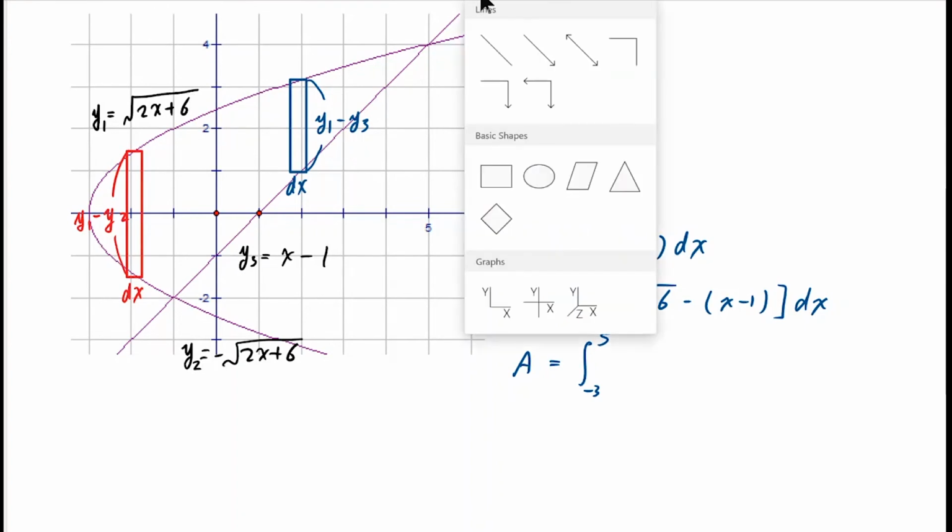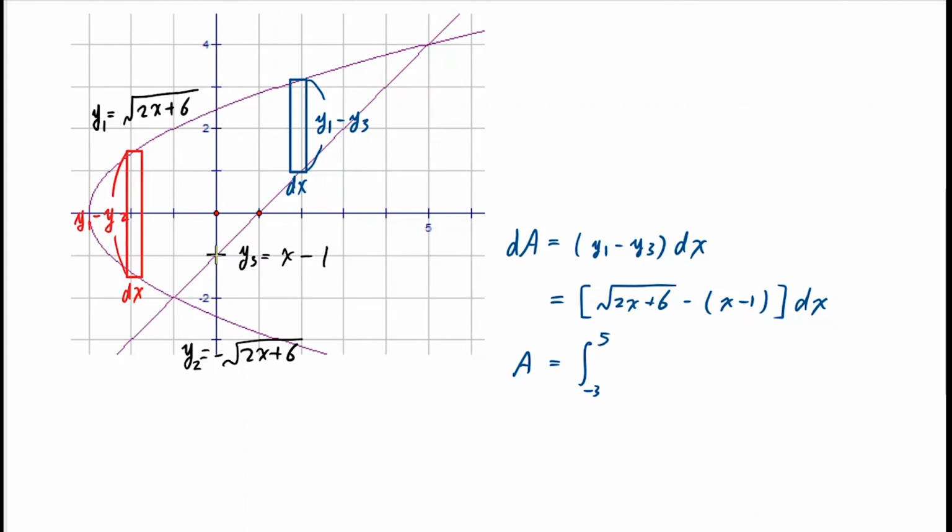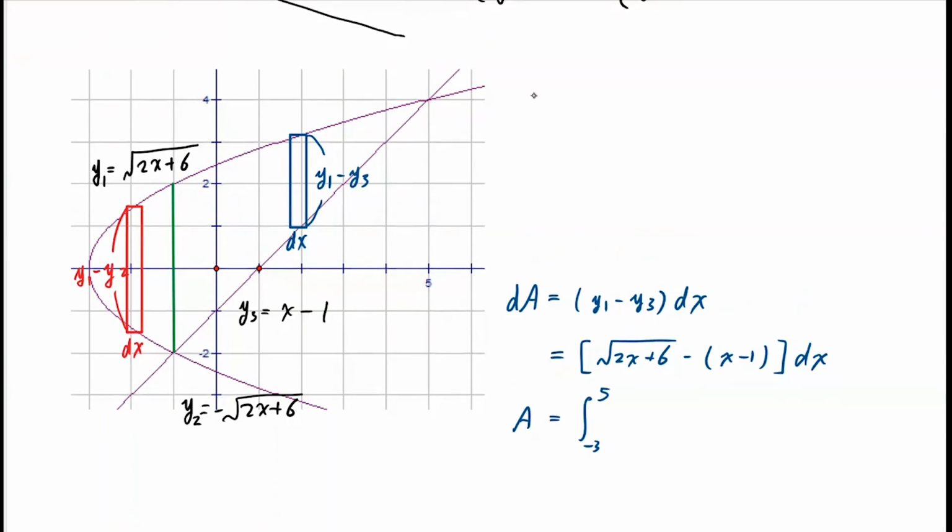I'm going to throw the vertical partition right there. You have to cut it right there. So this side is A1 and that side is A2. You get it? So we have to do this separately. So A1, so we'll call it dA1. Here is now y1 minus y2 times dx.